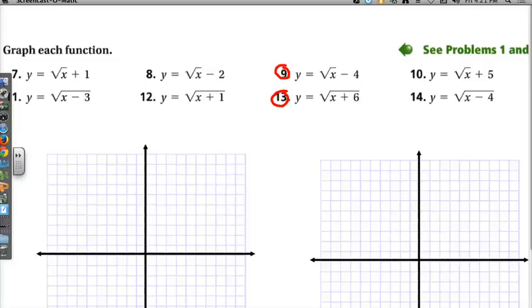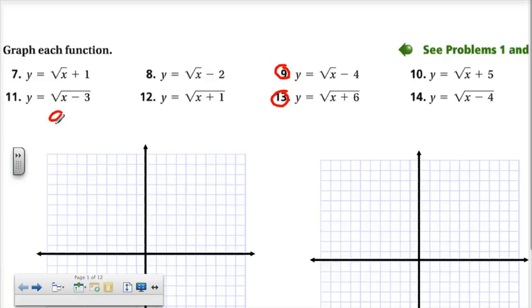These are the frequently asked questions for Algebra 2 for section 6-8, day 1. I'm going to start with number 9 here, and you probably don't really need this one, but just in case. We have y equals the square root of x, and then minus 4.